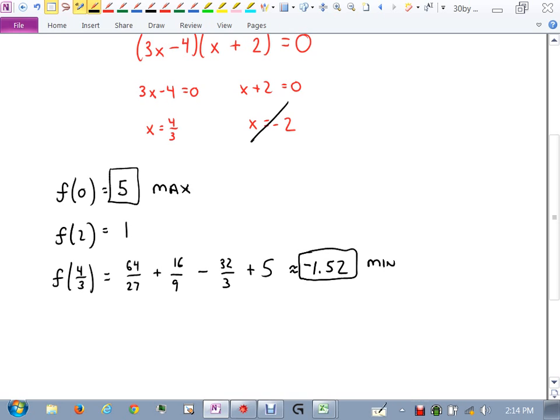So on your test, as long as you show your work and you box it and let me see where it is, it's fine to just box this, because I can tell that you plugged in 4/3 to get this value and you plugged in 0 to get 5. So I can tell exactly where things are happening. All right? Next question. Which one do you want me to do?